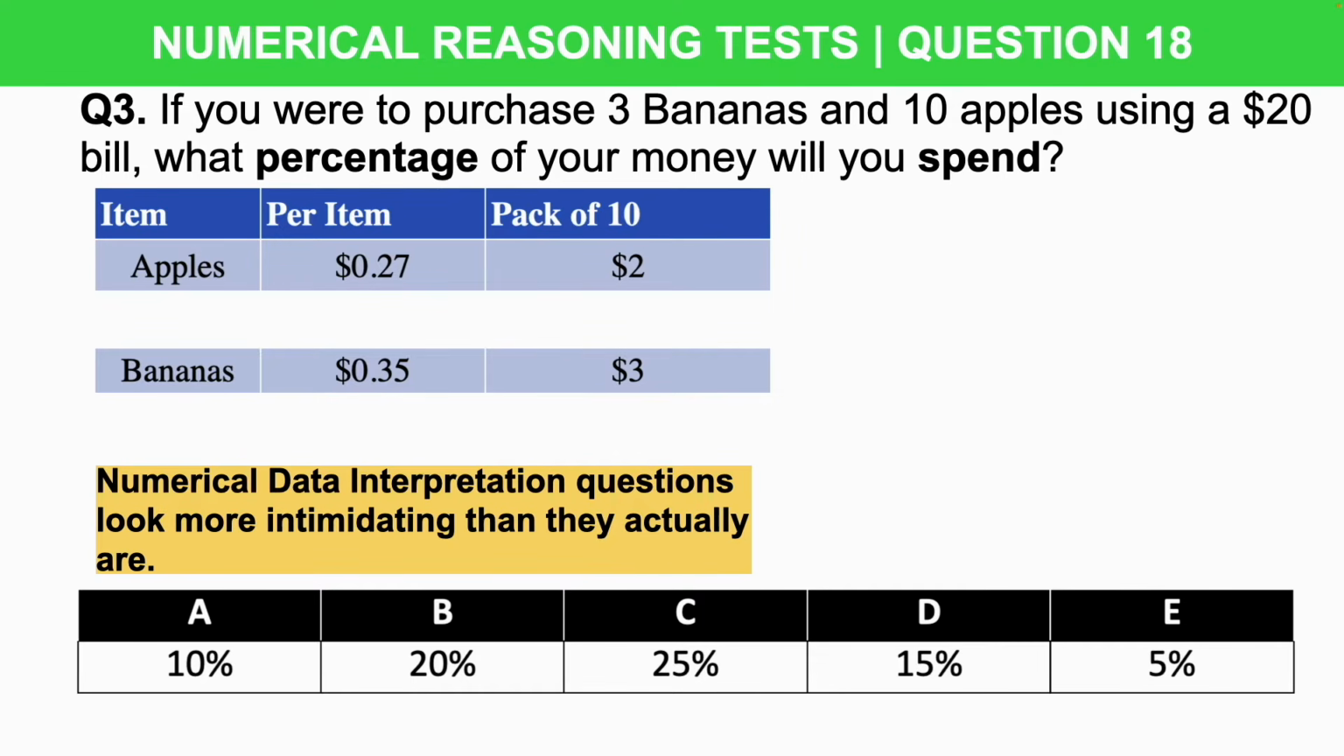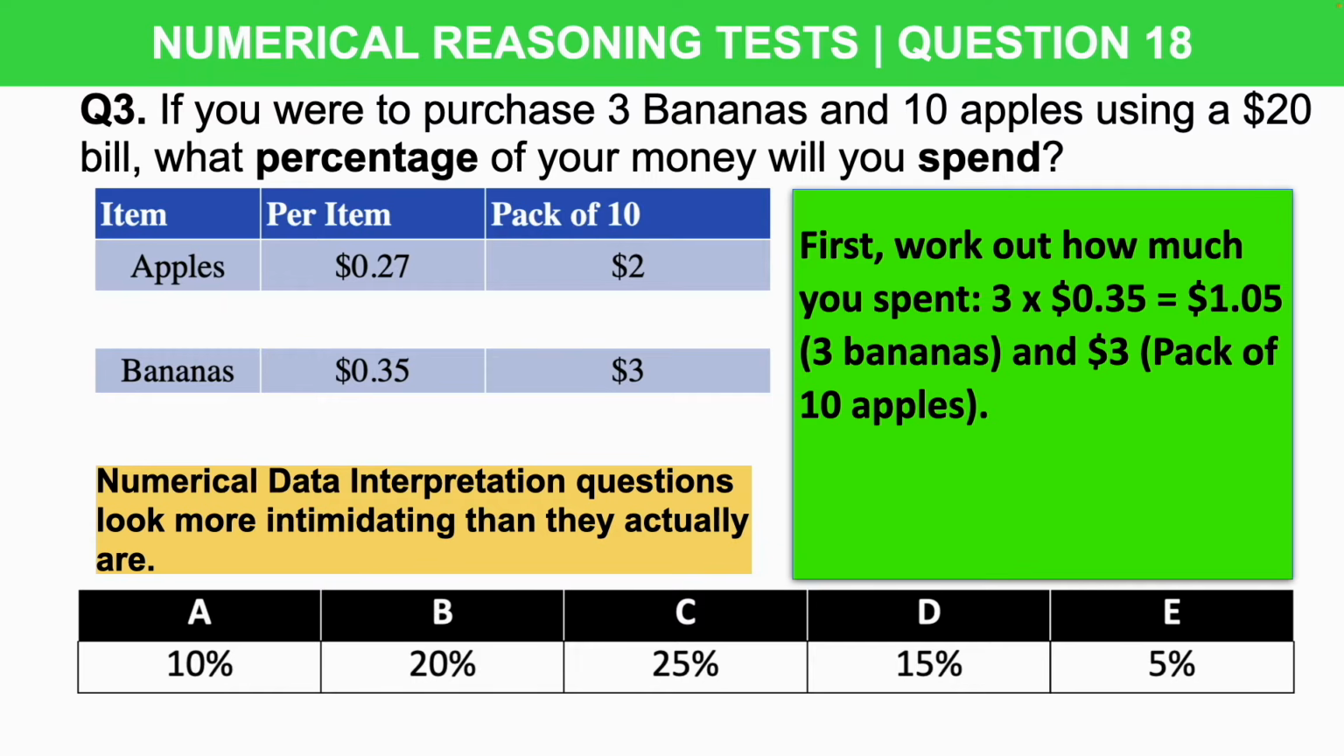To answer this question, first work out how much you spent. So we need to times 35 cents by 3. That gives us $1.05. That's our total expenditure for 3 bananas. And we also know by looking at the table, a pack of 10 apples is $3. So we need to add $1.05 and $3 together, which gives us $4.05.